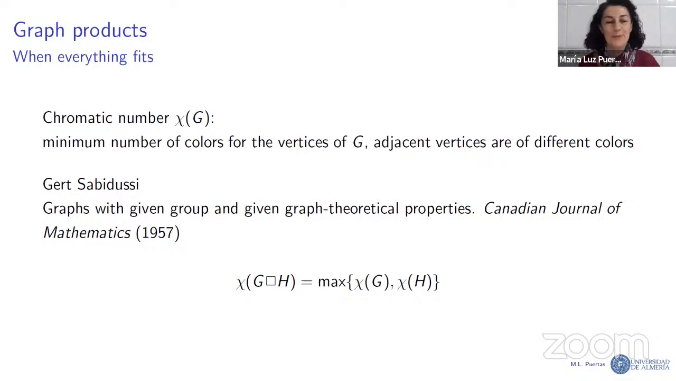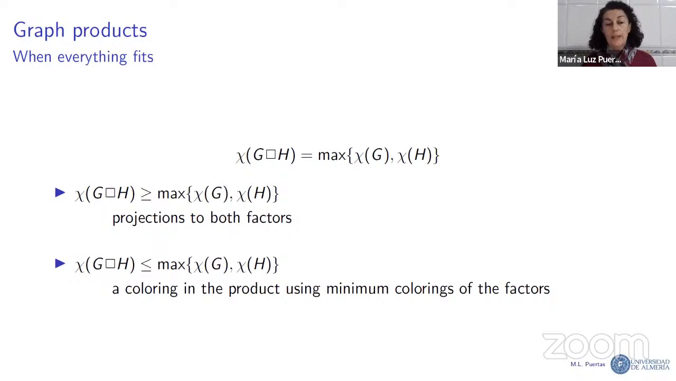I put this example for the chromatic number because it's a parameter of the graph that completely fits with the Cartesian product, in the sense that you can describe the chromatic number of the Cartesian product in terms of the chromatic number of both factors for all graphs. It's a general formula, and it's quite an easy formula. It's the maximum of the chromatic number of both factors. And moreover, in the proof of this equality, the Cartesian structure is used.